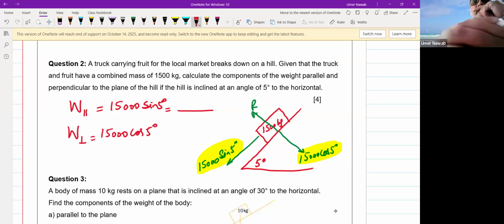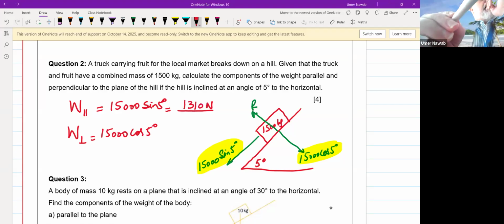So let me use my calculator. What is the answer we are going to get? 15000 times sine of 5 gives us 1307. If you want to write it to three significant figures, you can write 1310 newtons. And the second thing: for the perpendicular component, 15000 times cosine of 5 gives me 14942, and I'm just going to write 14900.